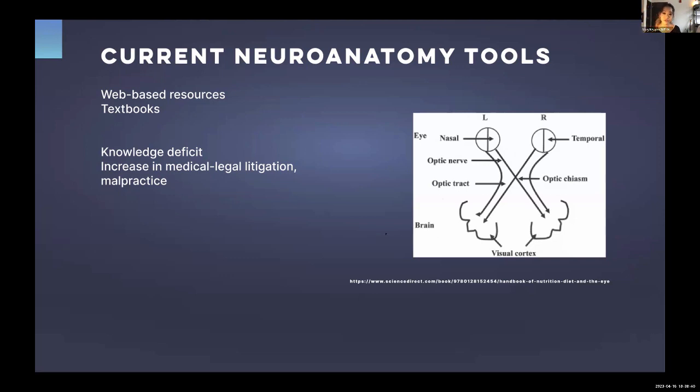From my literature search, I found that clinicians now are worried about future clinicians because they think that there's a knowledge deficit in neuroanatomy. And because of that, there might be an increase in medical legal litigation and malpractice, which is very bad for both the patient and clinician.